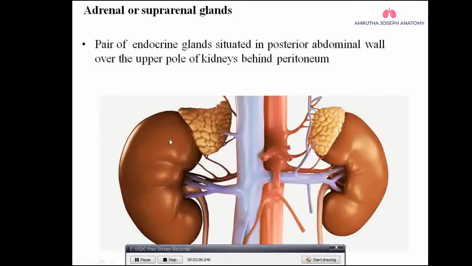The kidney is placed on the posterior aspect of the abdomen, resting on the posterior abdominal wall, and so is the suprarenal gland. It is behind the peritoneum. Peritoneum is a serous membrane that covers the abdominal organs. It covers only some part of the anterior aspect of the suprarenal gland, not fully, and also the anterior surface of the kidney.